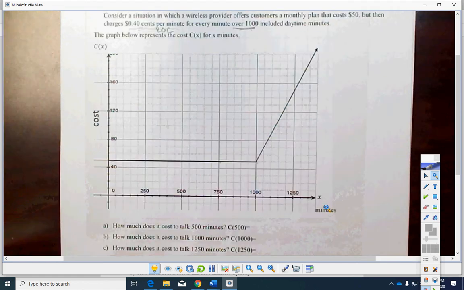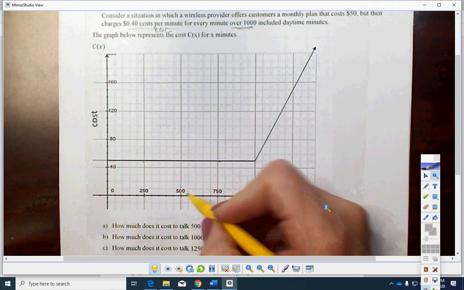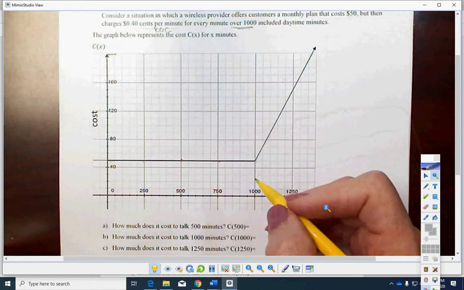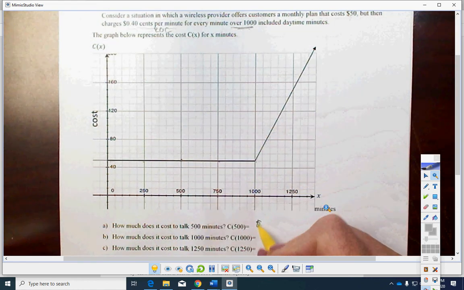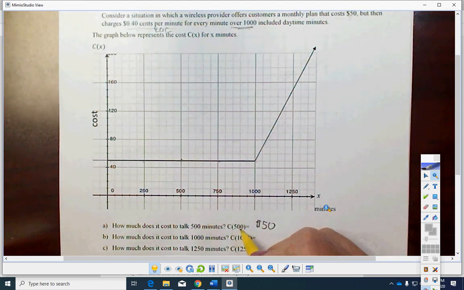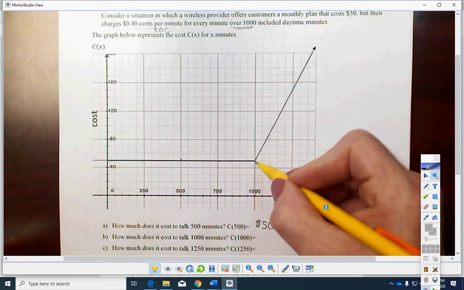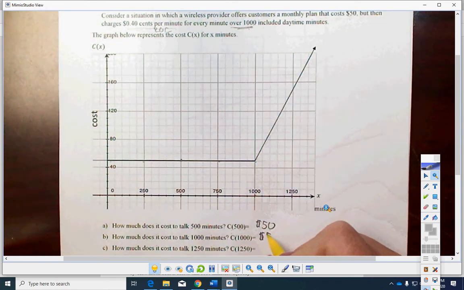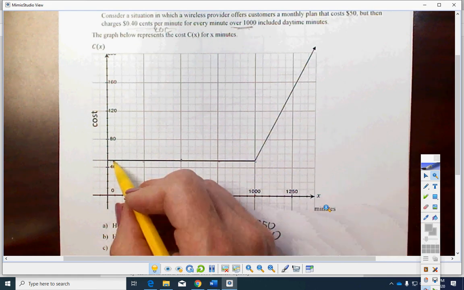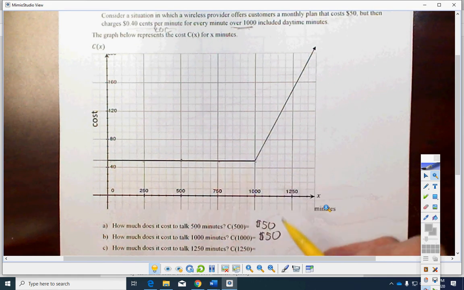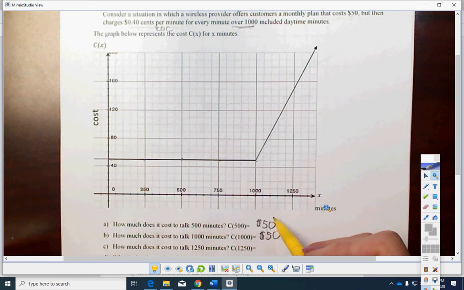How much does it cost to talk 500 minutes? We can see that on the graph. It costs $50. So they're asking, what's C of 500? Oh, it's 50. How about 1,000 minutes? Still $50. So C of 1,000 is still equal to 50 because the slope is 0. It just constantly stays at 50.